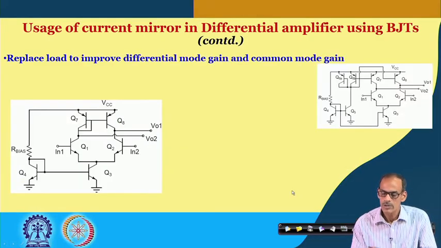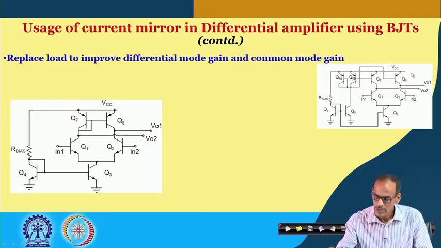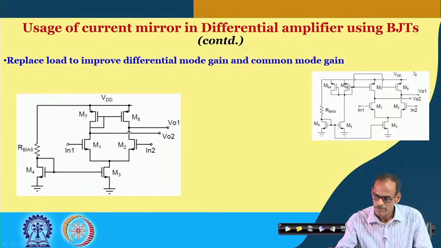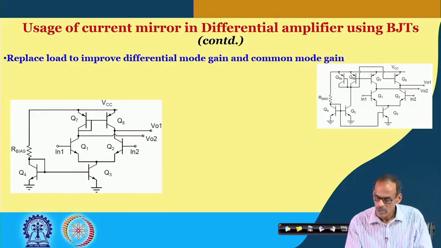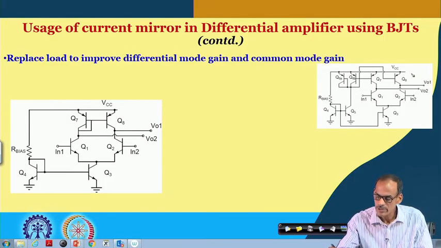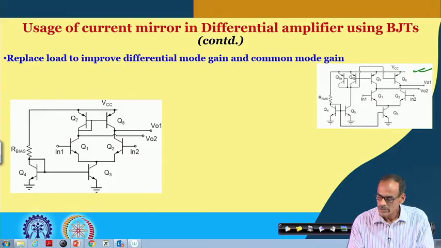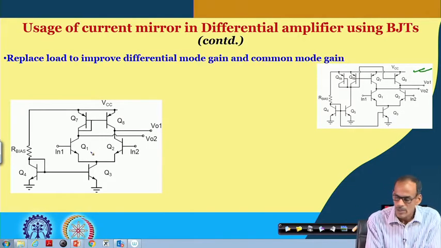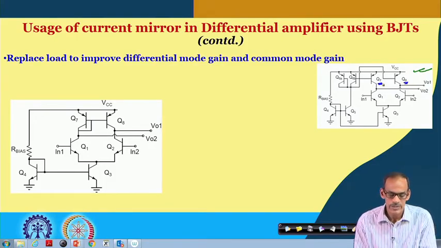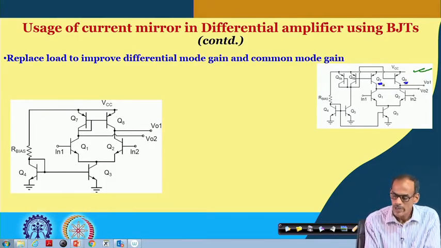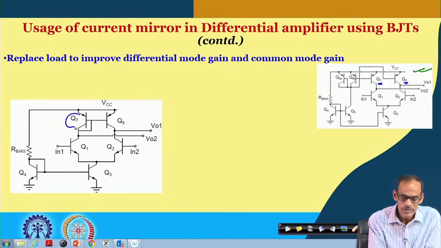So, here we have the active load circuit, here we have the active load circuit. On the other hand, if you see, transistor 7 and transistor 8 both have equal DC current. So, why not make this transistor like a diode connected transistor?